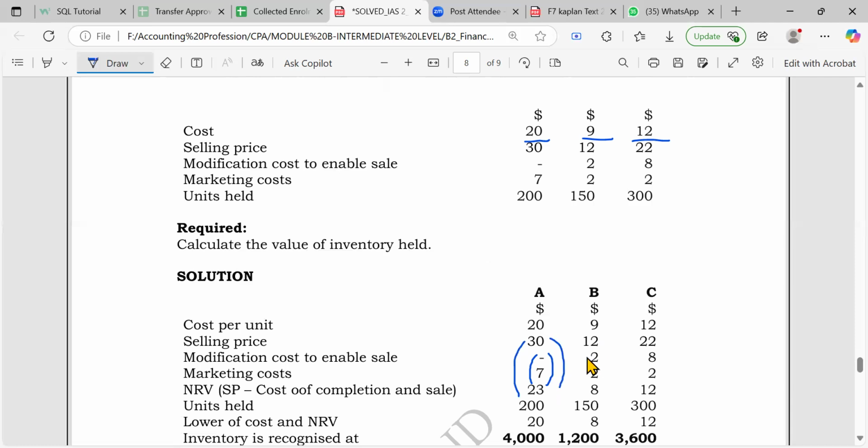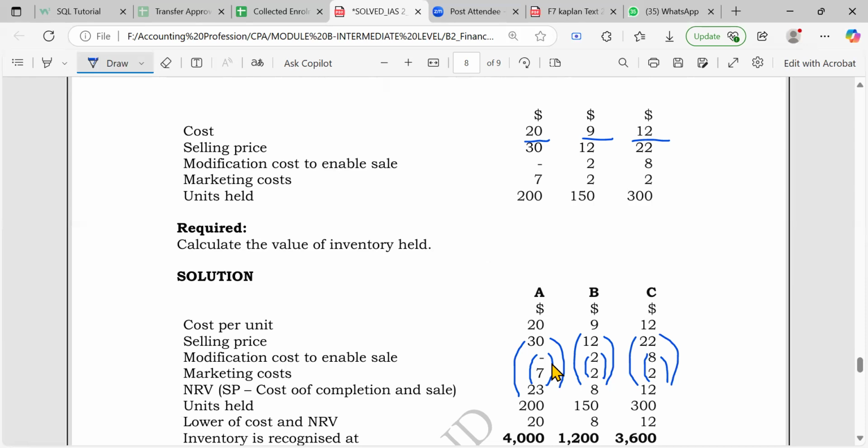We go to asset B. I will take 2 plus 2, modification cost and marketing cost, which give me a total of 4. Then I will take the selling price minus the total cost of 4, which gives me 8. And then the same to inventory C. I will take the cost of modification plus the marketing cost, which gave me a total of 10. And then I will deduct this 10 from the selling price, which is 22, and have my 12.